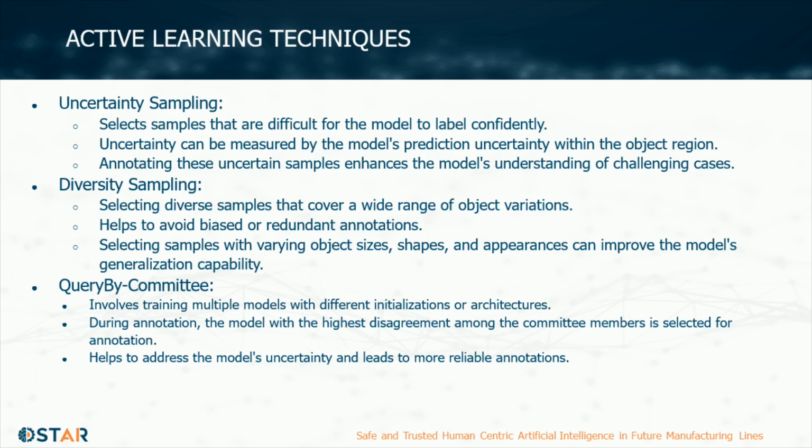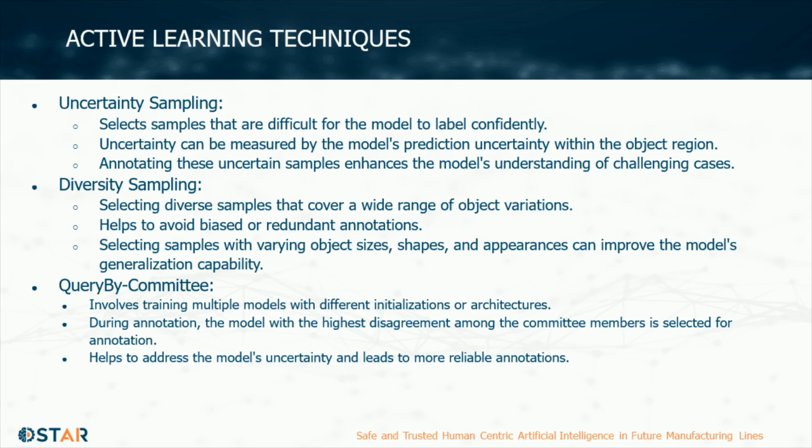Diversity sampling. Diversity sampling focuses on selecting diverse samples that cover a wide range of object variations. This strategy helps to avoid biased or redundant annotations. For object segmentation, selecting samples with varying object sizes, shapes, and appearances can improve the model's generalization capability.